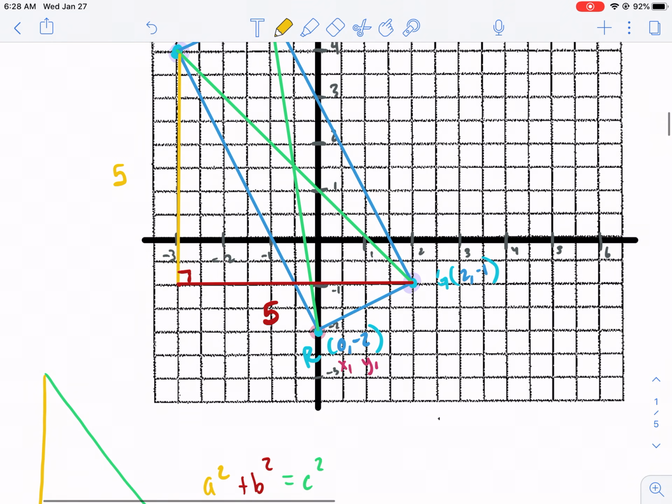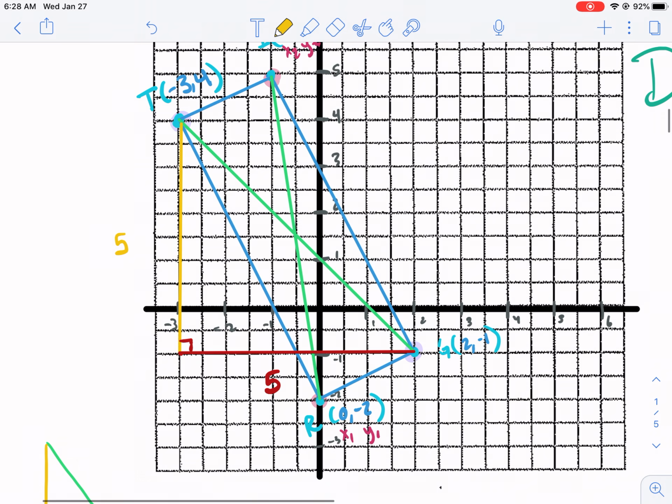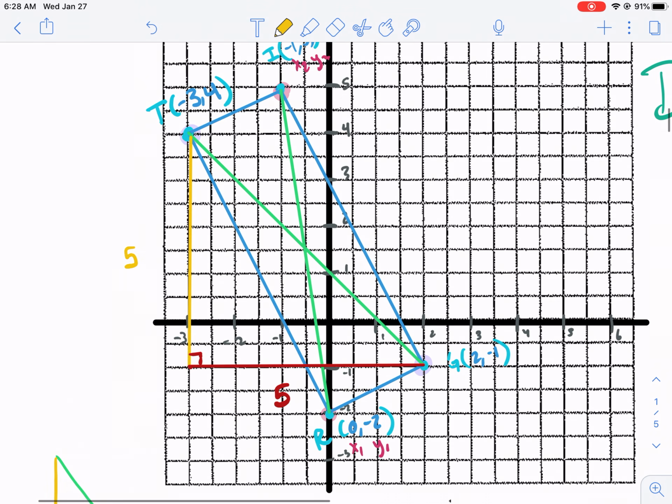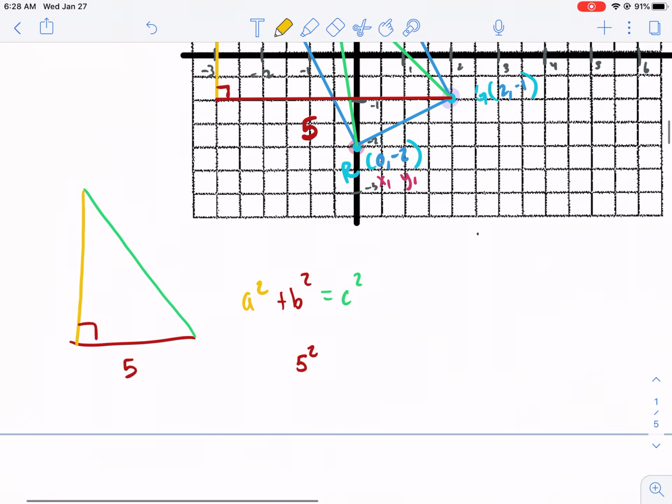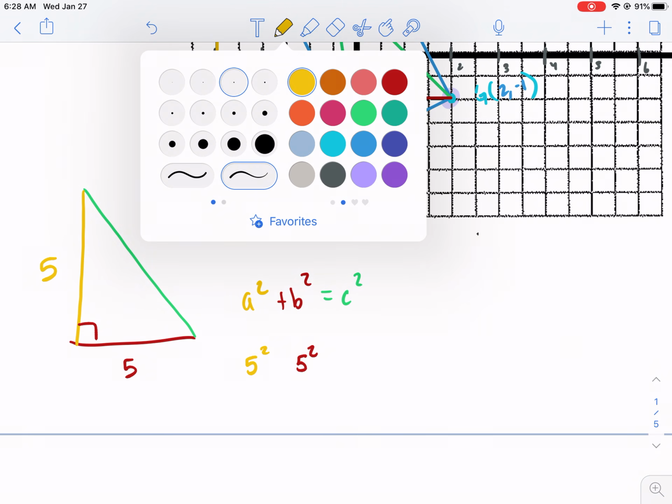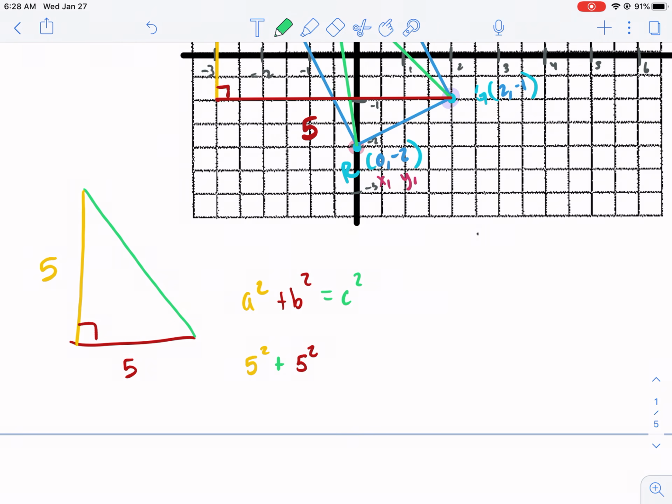Okay, so we have a 5 by 5, and I can just verify that, 5 by 5. So we have 5 squared, and then plus those two, and this can be equal to c squared. Okay, now I'm just going to simplify. So I know 25 plus 25 equals c squared.